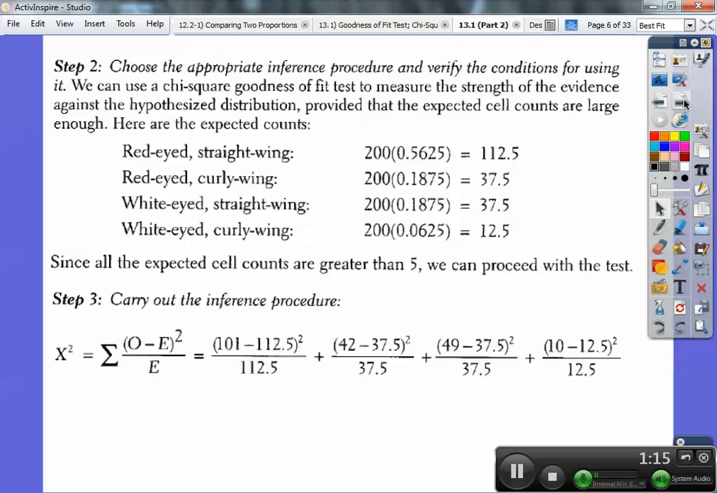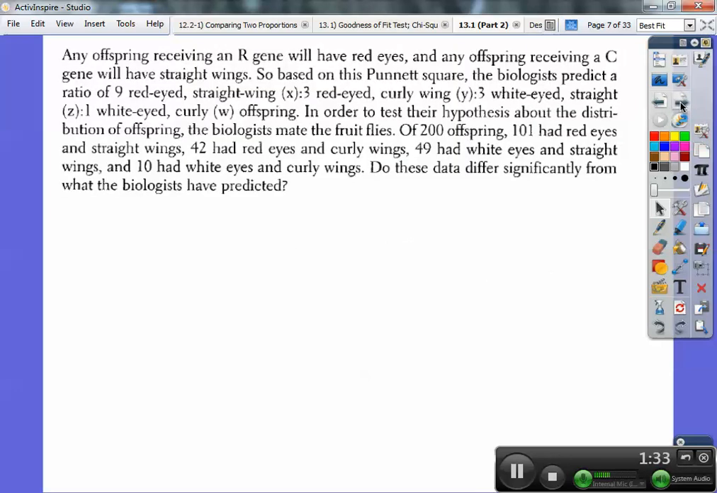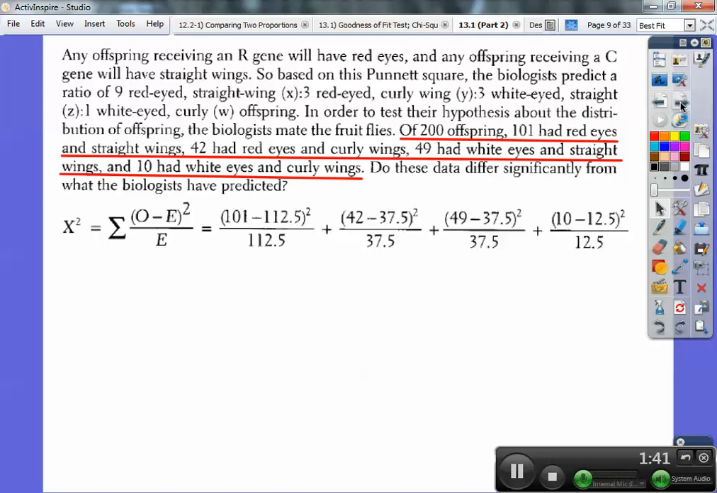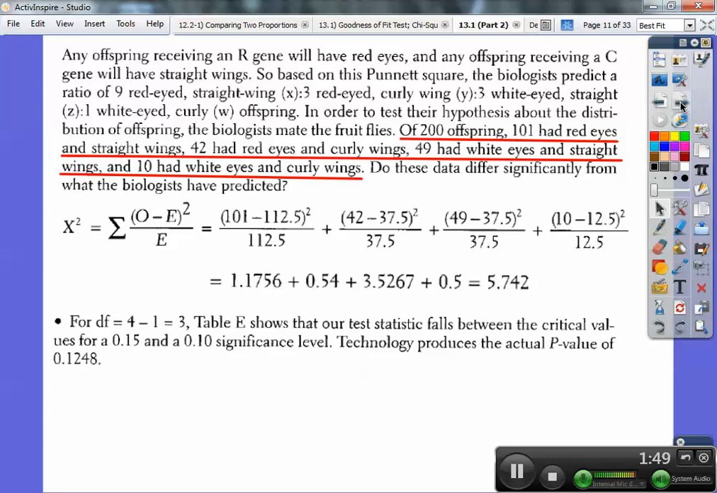So carry out the inference procedure. It's O minus E squared divided by E, and chi-squared is the sum of all of these. This was the observed count. The first one was 101 minus the expected count, 112.5, divided by 112.5. We added them all up. This is where we got the 200 offspring, so I went back to where we got these numbers from. That added up to 5.742. Since there were four different types, the degrees of freedom is 3.